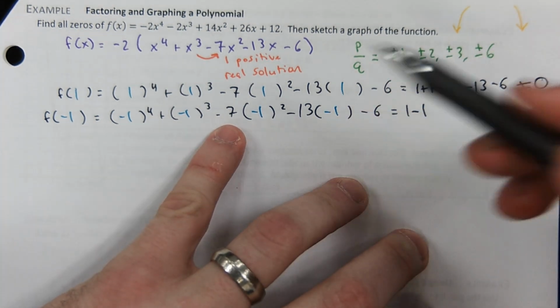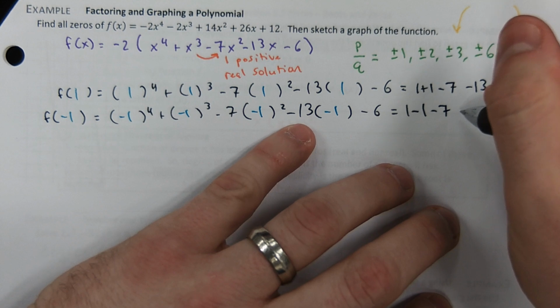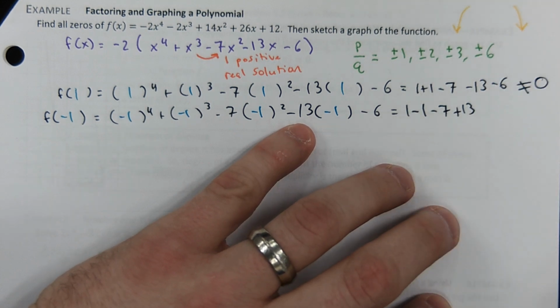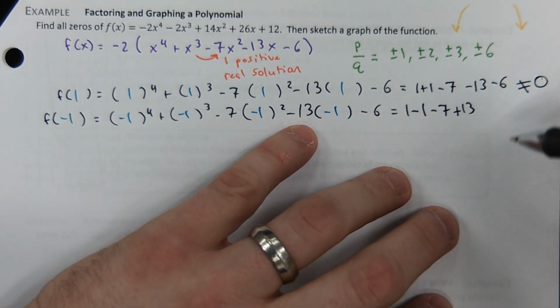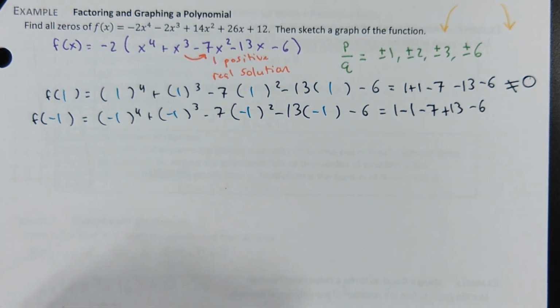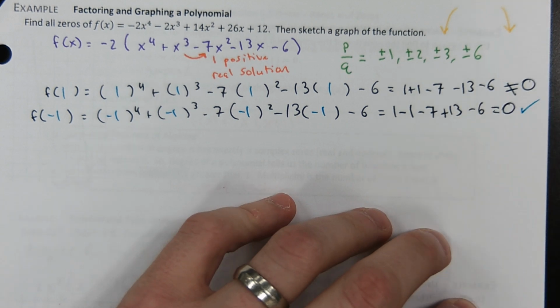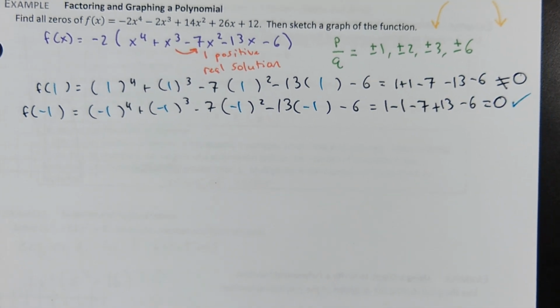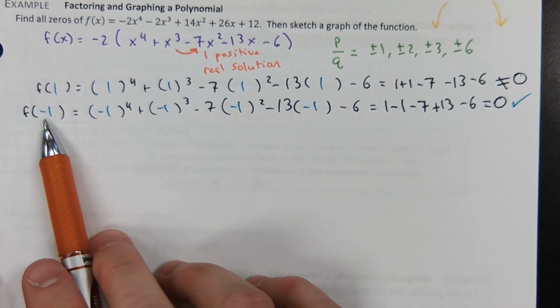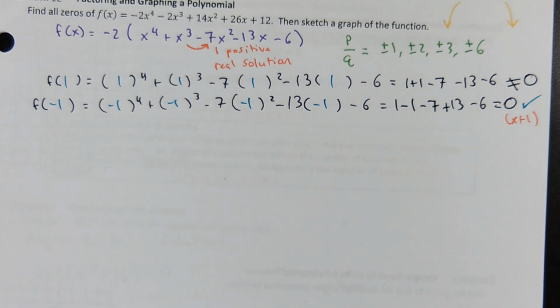Then squaring that gets me back positive, so minus 7. So now I'm at negative 7 plus 13. Uh-oh, negative 7 plus 13 is 6. Got him. We found a solution, which means we also found a factor. Since x minus 1 is a solution, we know that x plus 1 is a factor.